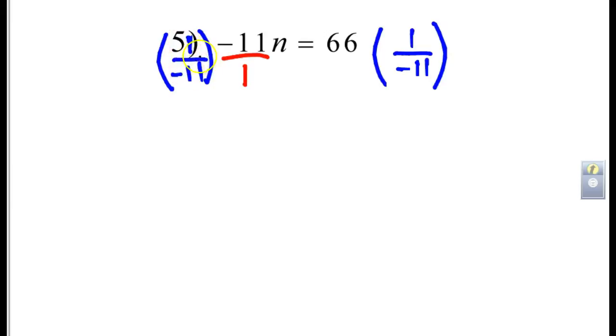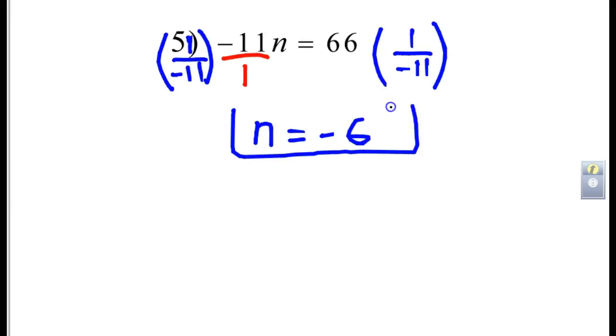Okay, 1 over -11 times -11 over 1 we know equals 1, +1. Every time, reciprocals multiply to 1. 66 times 1 divided by -11. Okay, multiply the top, divide by the bottom. So 66 divided by -11, -6, box it up. Yes, it's the same answer as if you just divide both sides by -11. After this assignment is done, you can do that. But for now, just please show the reciprocal for each one.